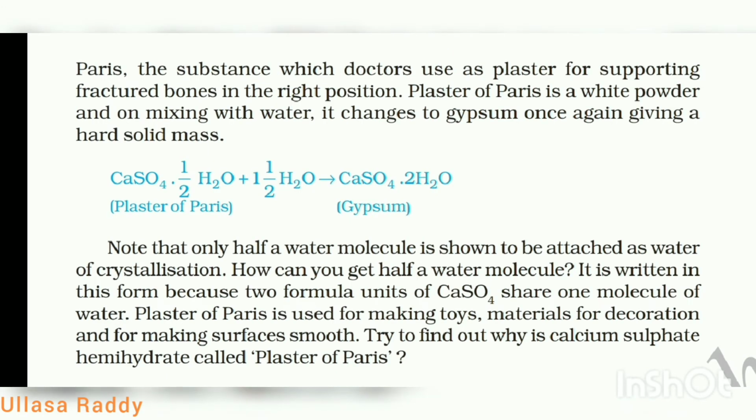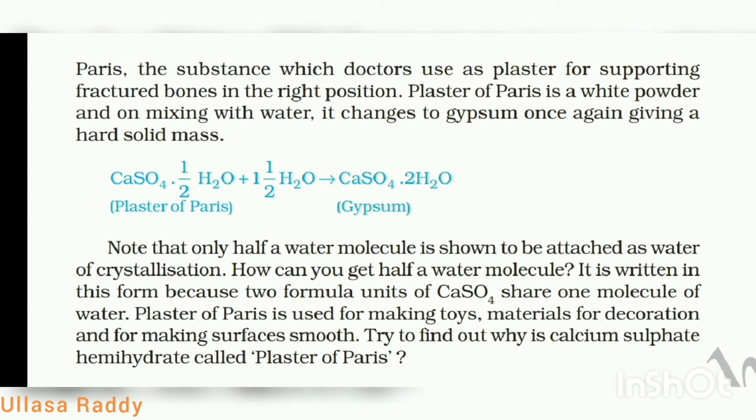Next, plaster of Paris, obtained on heating gypsum. See here in this reaction, calcium sulfate hemihydrate, where half means hemihydrate, plus more water turns into gypsum. Doctors use this substance as plaster for supporting fractured bones in the right position. Plaster of Paris is a white powder, and on mixing with water it changes to gypsum, once again giving a hard solid mass.